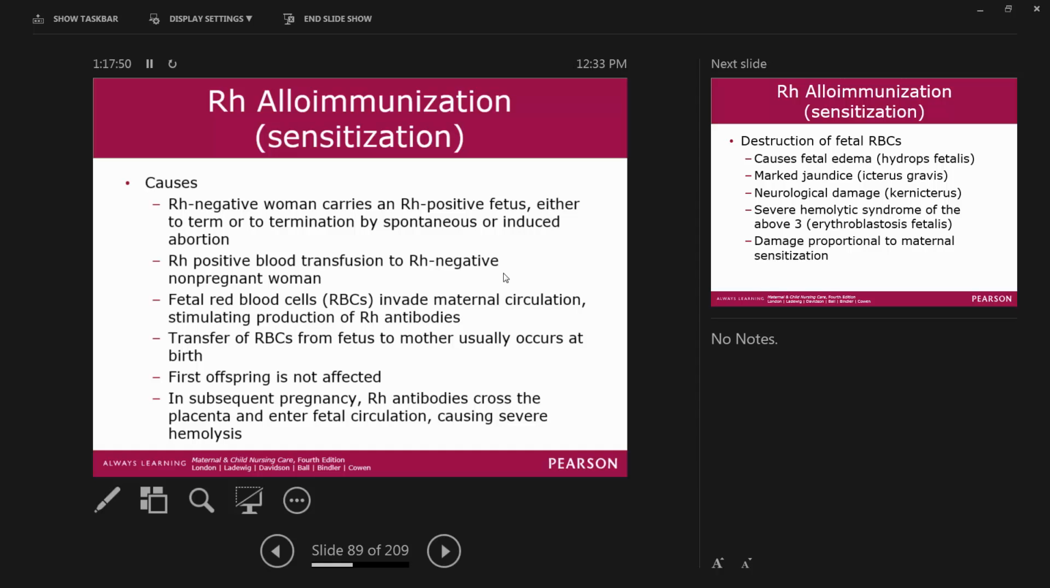So when we have an Rh negative mom, we test her, we find out she's Rh negative, then we also do an antibody screen to see if she has developed any antibodies. If she hasn't, then we can go ahead and give her the Rh immunoglobulin at that point to prevent her from developing antibodies, okay?